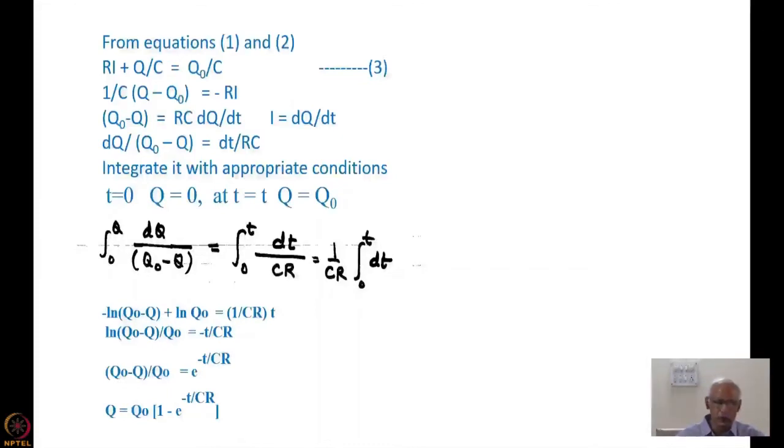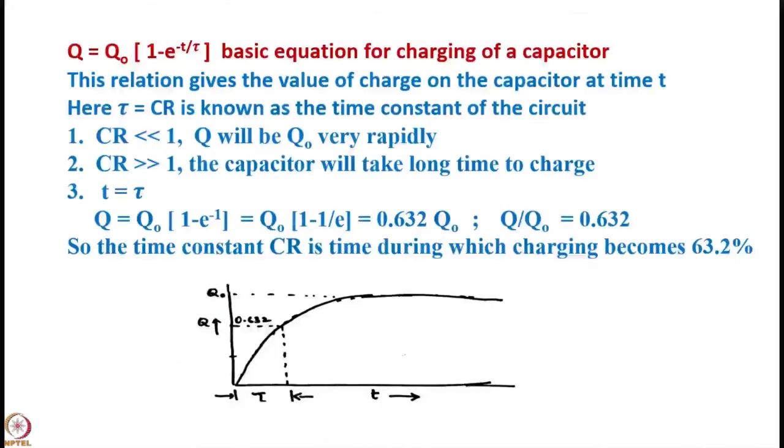So you have integrated this equation. This can be rearranged and written as (q naught minus q) divided by q naught is equal to e power minus t divided by CR. Now this is a basic equation for charging and we have to remember this. It will come again. This relation gives the value of charge on the capacitor at any time t. So this is the basic equation for charging a capacitor.